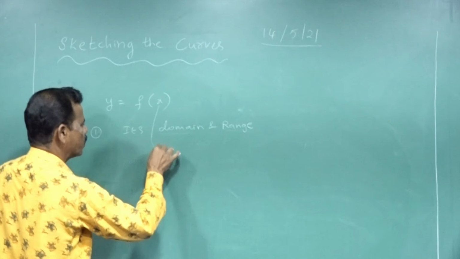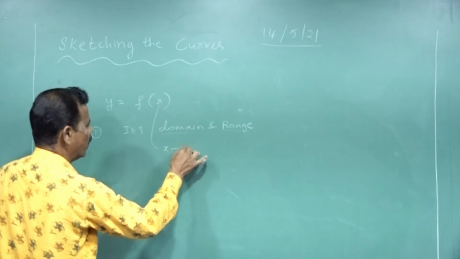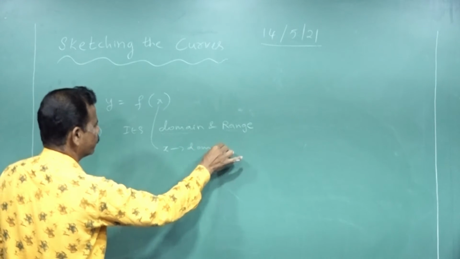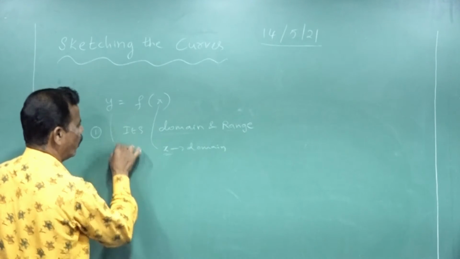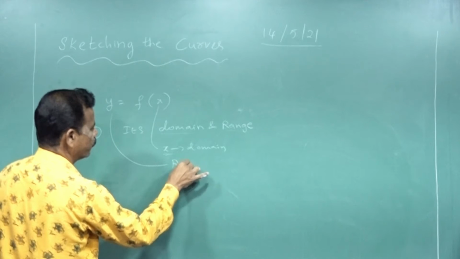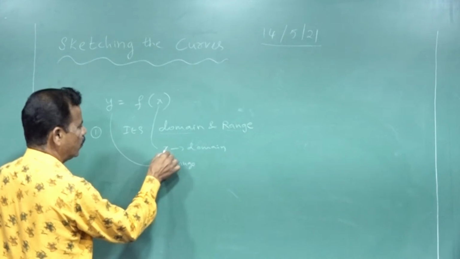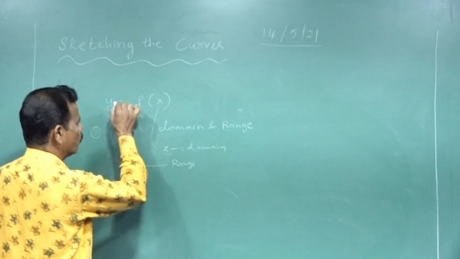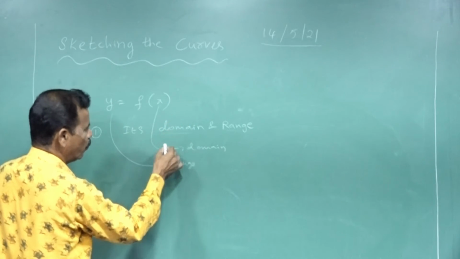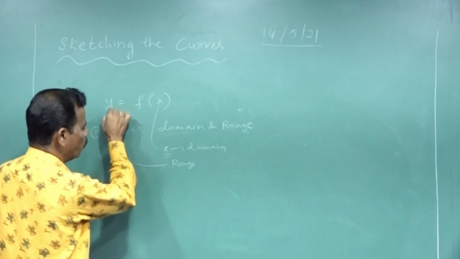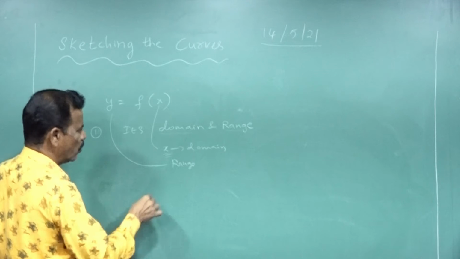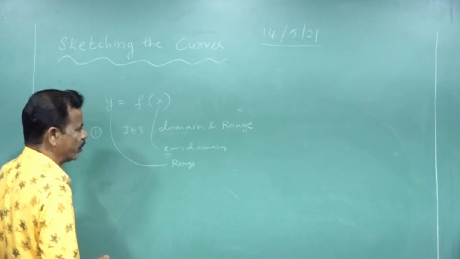Here x values are the domain. These values are domain, y values are range. If x value given here is 1, suppose y value 2 is coming. So 1 belongs to the domain, 2 belongs to the range. So like this we find the domain and range.